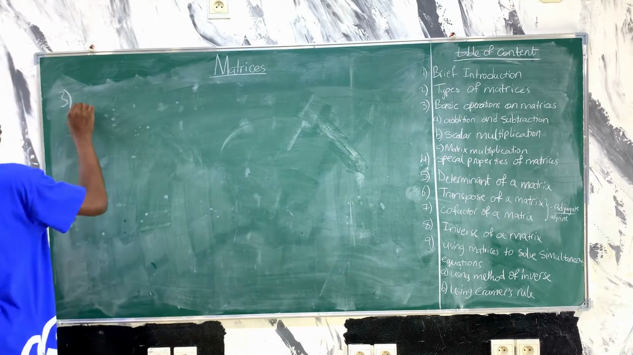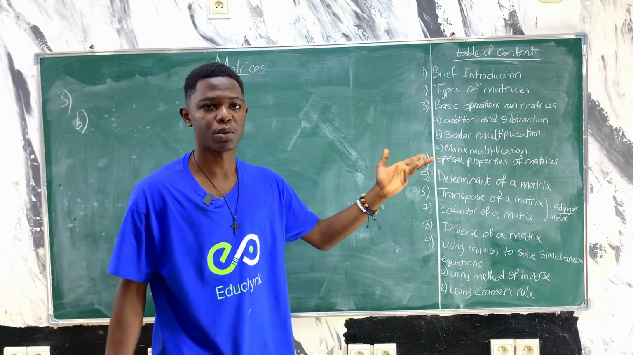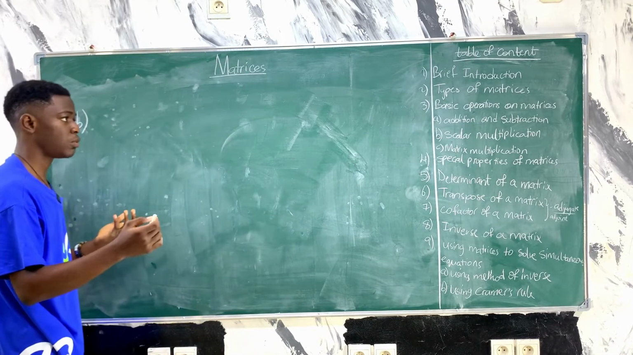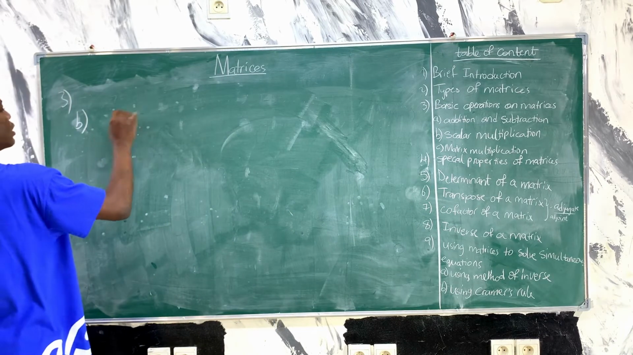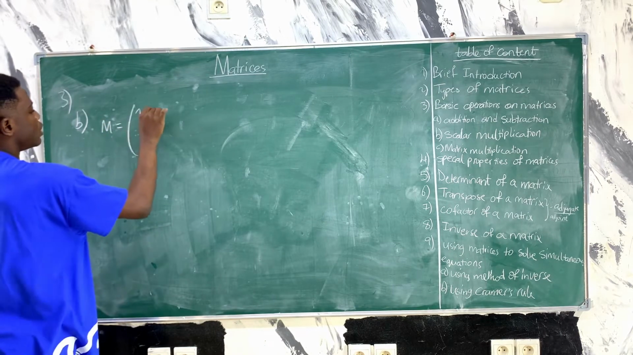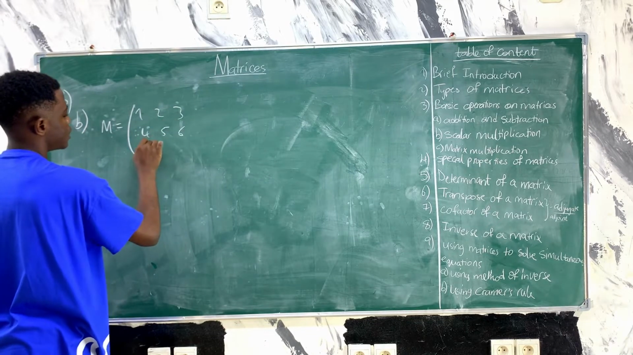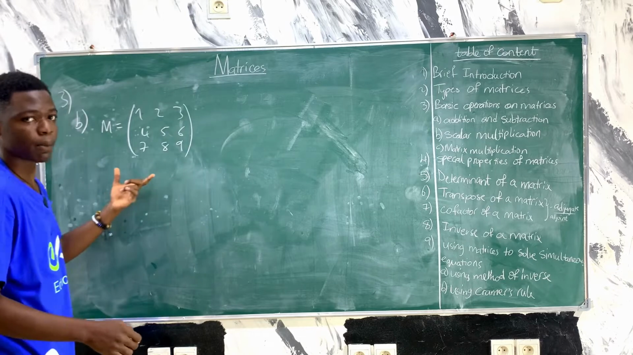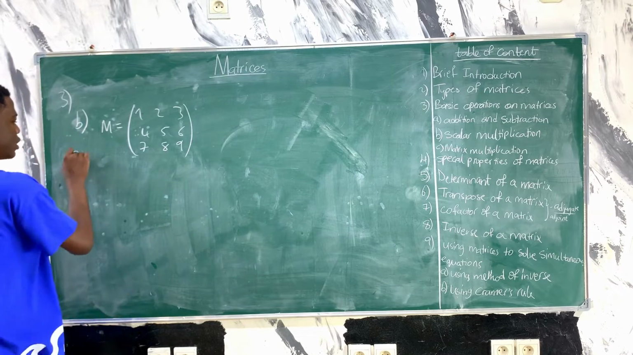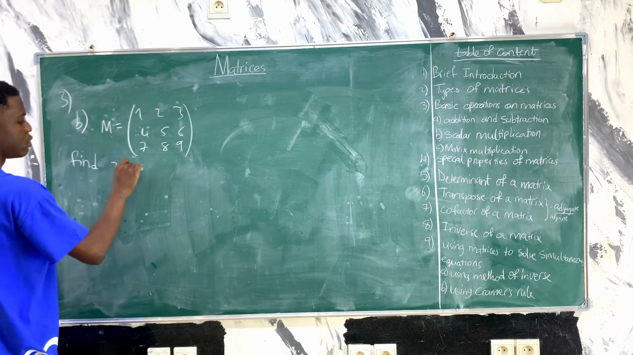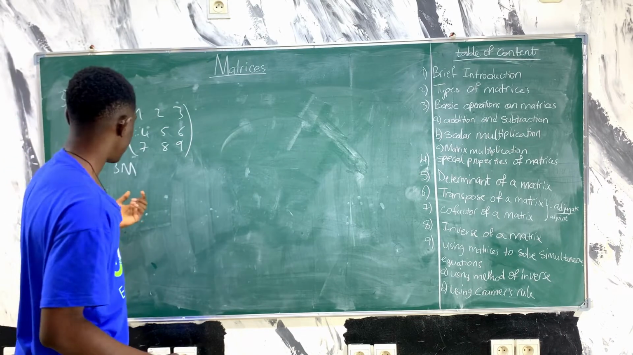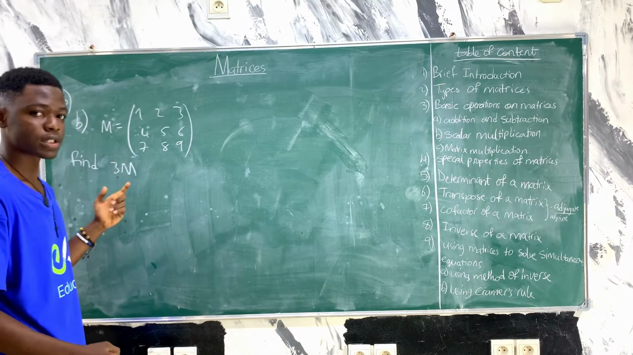B. For the B part, we have scalar multiplication. Scalar multiplication means you multiply a whole matrix by a scalar. A scalar is a number, a constant. So you can have a matrix, let's say M, denoted by 1, 2, 3, 4, 5, 6, 7, 8, 9. When we say scalar multiplication, they can ask you in a question to find 3M. You have your M as a matrix, they ask you to find 3M. 3 here is actually the scalar or constant which you are multiplying.